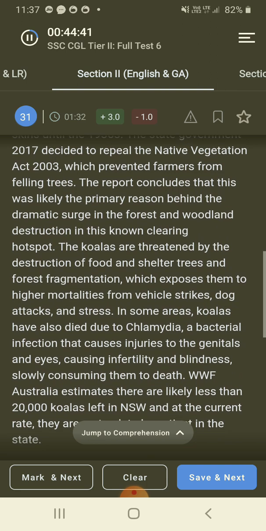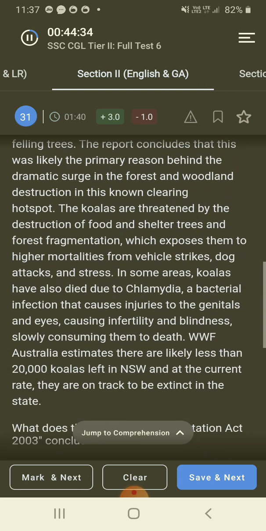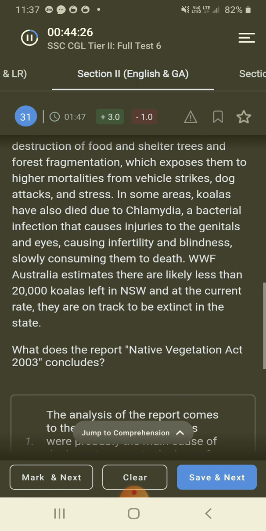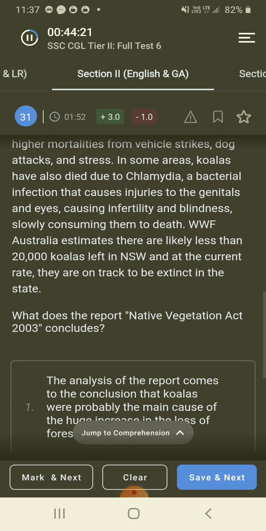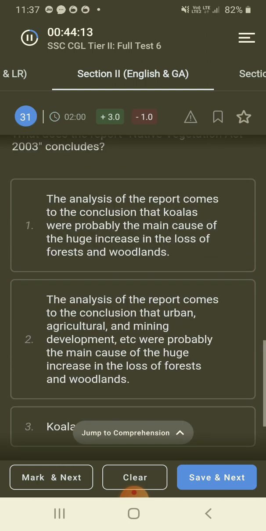Koalas are threatened by destruction of food and shelter, and fragmentation, which exposes them to high mortality, vehicle strikes, dog attacks, and stress. In some areas, koalas have also died due to chlamydia, a bacterial infection that causes injuries to the genitals. Analysis of the report comes to the conclusion that koalas were probably the main cause of the huge increase in the loss of forest and woodland.